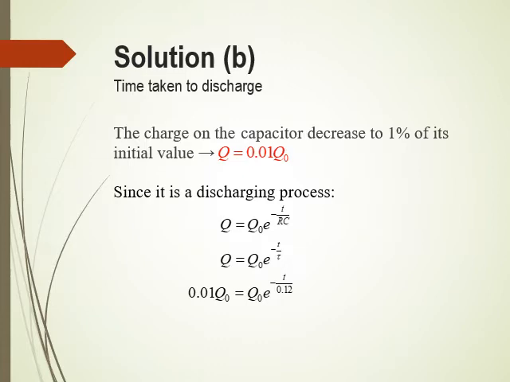After that, what I have to do is cancel out the similar terms on both sides. So you have Q naught on the left-hand side and also on the right-hand side. You can cancel it out. Therefore, the remaining equation is ln 0.01 equals negative t over 0.12. So you rearrange the equation. You take this exponential to the other side, it will become ln. Then you solve the equation and you will get t equals 0.276 seconds.